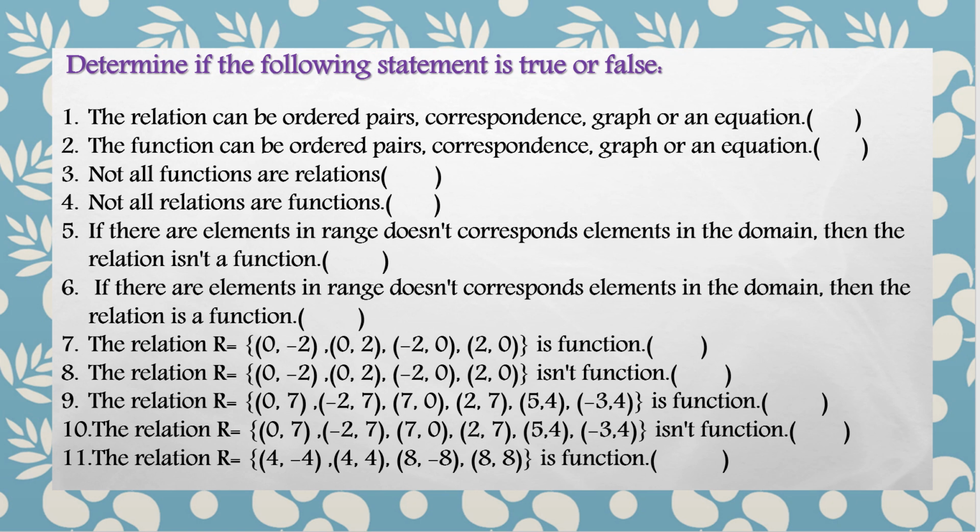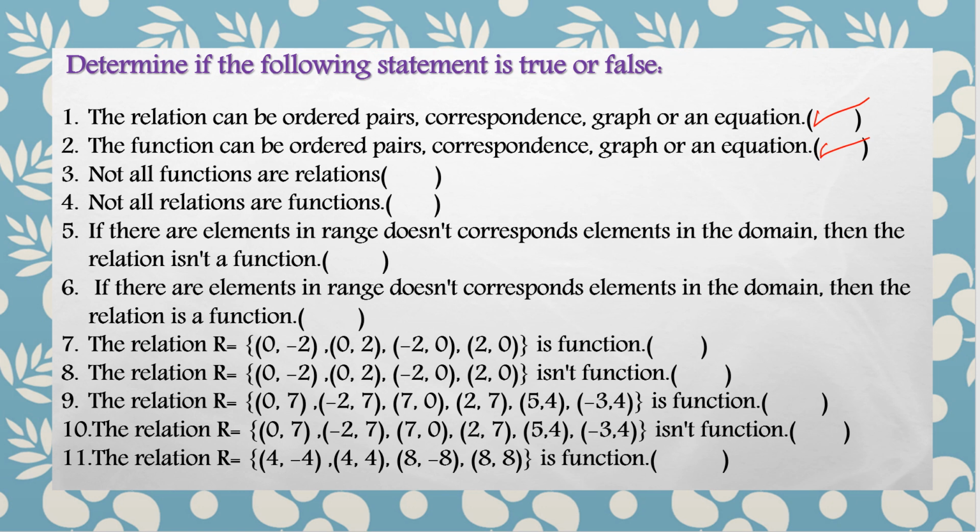Statement 1, the relation can be ordered pairs, correspondence, graph, or an equation. This is true, because these are the types or forms that the relation can be defined in. Statement 2, the function can be ordered pairs, correspondence, graph, or equation. This is also true, as functions are a special case of relation, so it can take any form of the relation.